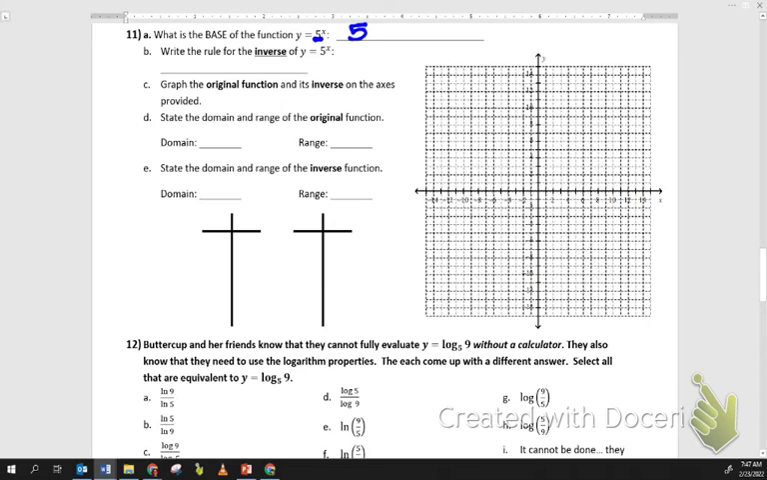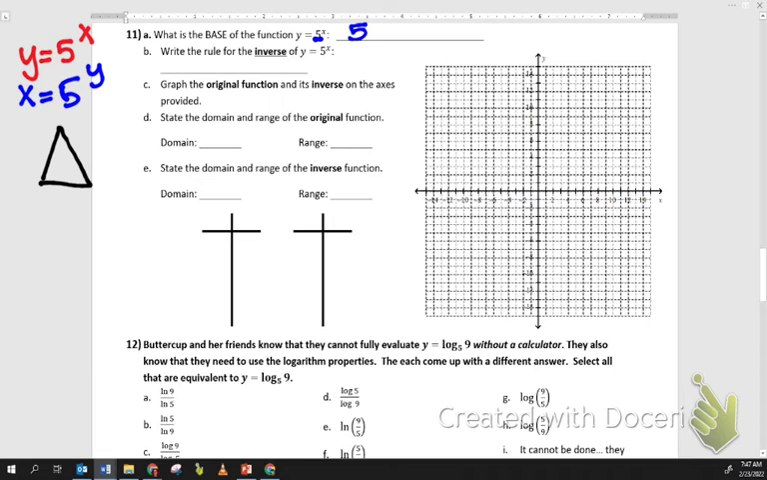So what is the inverse? How do we get the inverse? It's going to be logarithmic, yeah. What do we do first? We switch our x and y. So we had y equals 5 to the x. And we switch those, we get x equals 5 to the y. And just like we said, we know it's in exponential form, and we want it to be in logarithmic form.